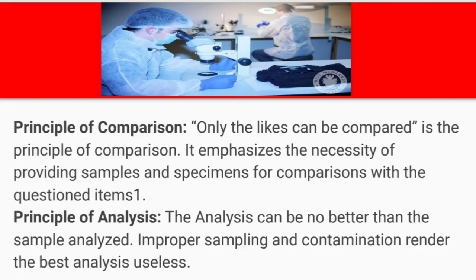The next principle is the principle of comparison. Only the likes can be compared is the principle of comparison. It emphasizes the necessity of providing samples and specimens for comparison with the questioned item. This law simply says that if a comparison is to be done, it can only be done with like things and not two different things. For example, a bullet can be compared to a bullet only and not a sample of hair. Similarly, a biological evidence cannot be compared to chemical evidences.